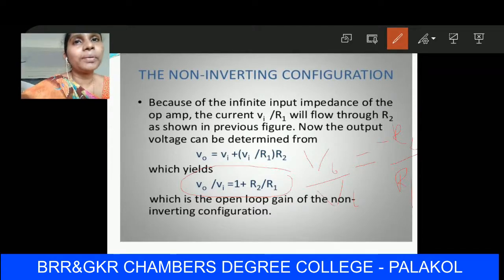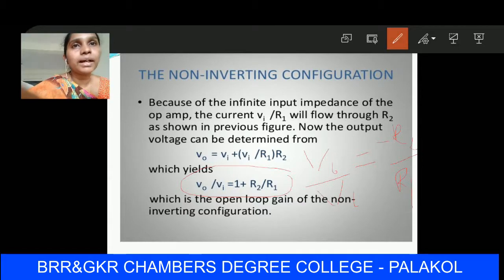It may ask a question: what are the feedback amplifiers? How many types of feedback amplifiers are there? There are two types of feedback amplifiers. One is the inverting amplifier and another one is the non-inverting amplifier. The gain of the inverting amplifier is minus R2 by R1. Here the minus sign indicates it has 180 degrees of phase shift to the input voltage.